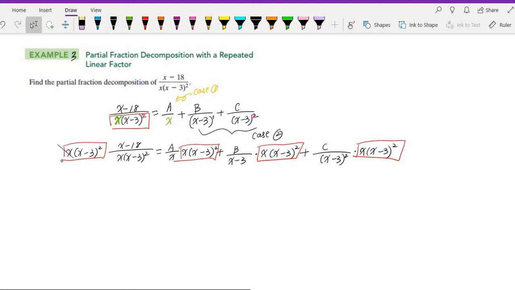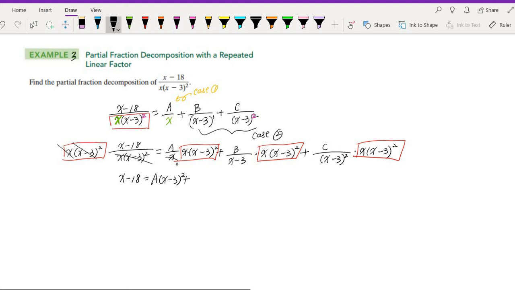So we're going to cancel this out. And then you're going to have x minus 18. And then we're also going to cancel here. That will be x going to be gone. So here we have an x going to be gone. So that will be 8 times x minus 3 squared.